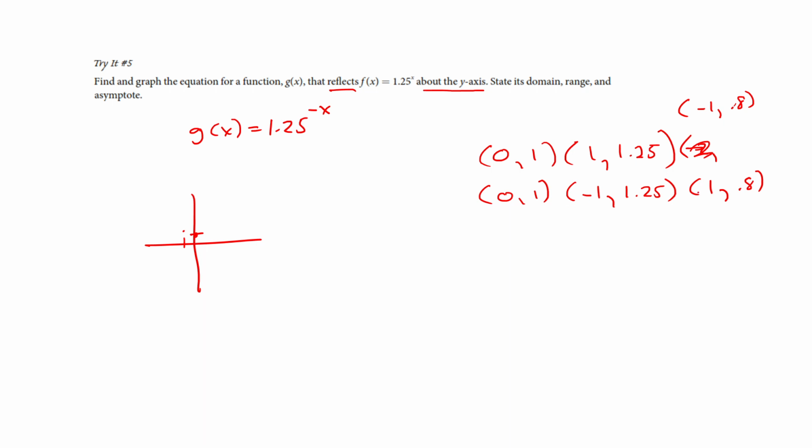Now, our third point, I added 1 so it would make sense. We're now at 1 and 0.8. So we're like this. Okay, so we've just reflected it about the y by putting the negative in there upon the x.